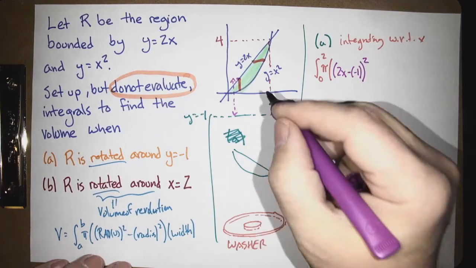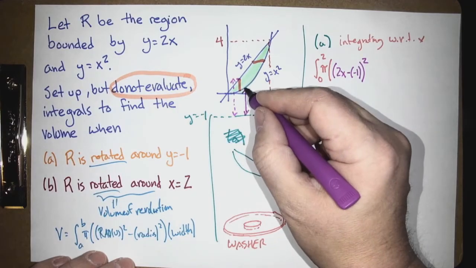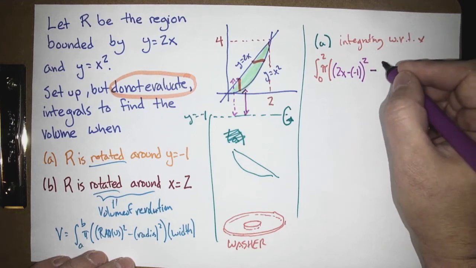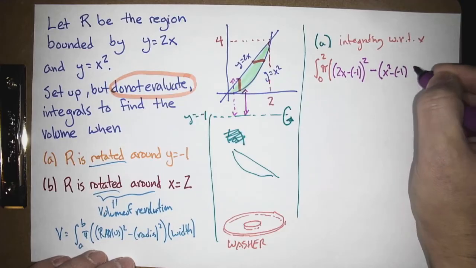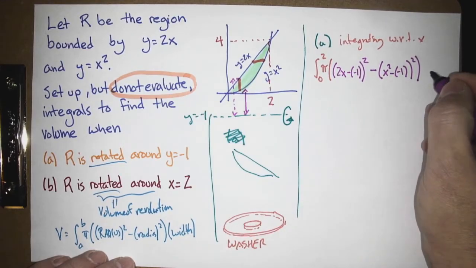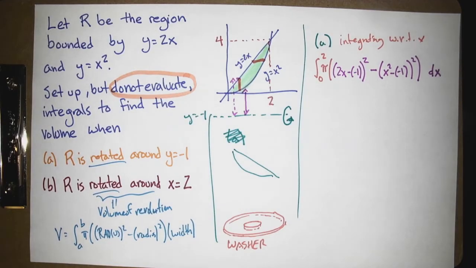What's your small radius? Well, it's from the near curve to where you spin around. So that is x squared minus negative 1, or x squared plus 1, squared. And then the width is dx. Okay, so that's part A. We made it, because all we have to do is set it up. All right, any questions on that one?